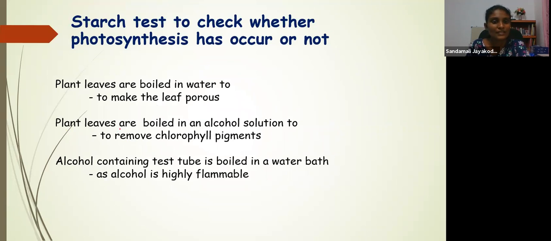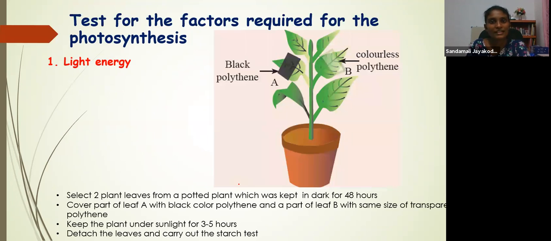And then plant leaves are boiled in an alcohol solution to remove chlorophyll pigment. We know that. An alcohol-containing test tube is boiled in a water bath without putting it in a direct flame, as alcohol is highly flammable. To prevent an accident, we are doing this. And that is about the main product of photosynthesis.